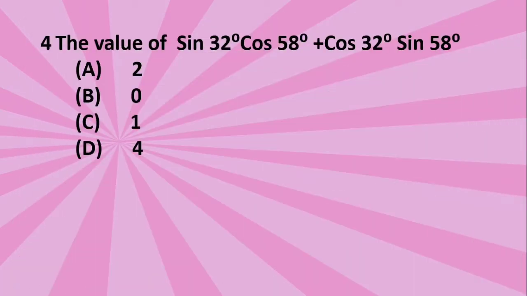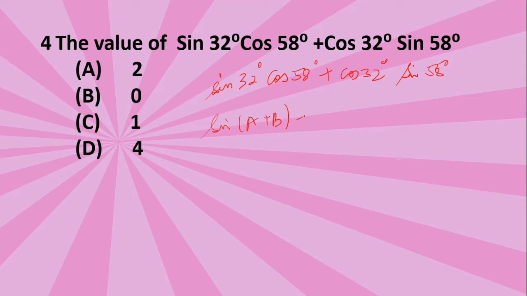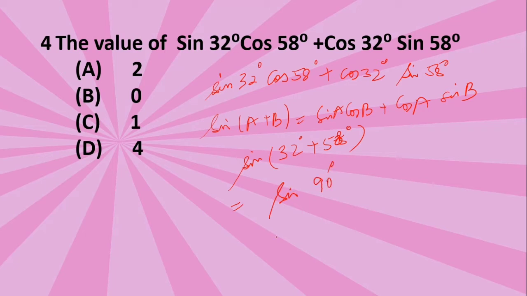Now the fourth question is the value of sin 32 degree cos 58 degree plus cos 32 degree sin 58 degree. Now you know the formula, sin A plus B is sin A cos B plus cos A sin B. By this formula you can write sin 32 degree plus 58 degree. So it will be sin 90 degree and sin 90 is always 1. So the correct answer is C.